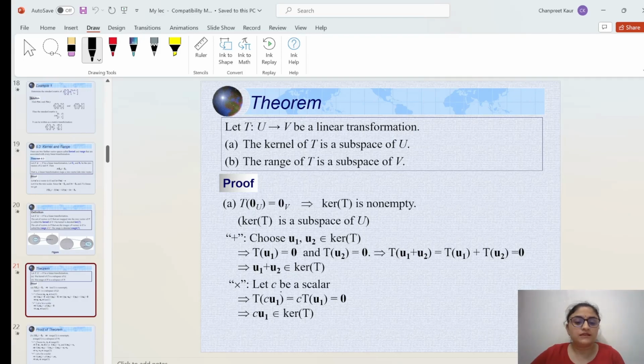Similarly for scalar multiplication, we consider T applied to C times U1. Since T is a linear transformation, this can be rewritten as C times TU1, and TU1 is 0 because U1 is a member of kernel T. So this gives me that CU1 belongs to kernel T. So kernel T satisfies the properties of being a subspace, therefore it is a subspace. We can say that kernel T is closed under vector addition and closed under scalar multiplication.